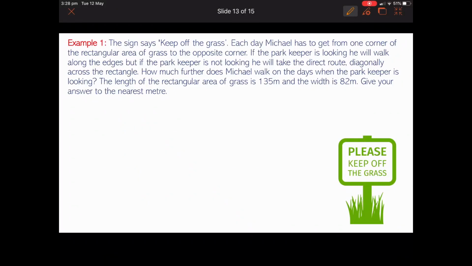We are going to work through 3 examples today, which are going to look at application problems of Pythagoras' theorem. Now, there's lots of different types of application problems. We're just going to go through 3.